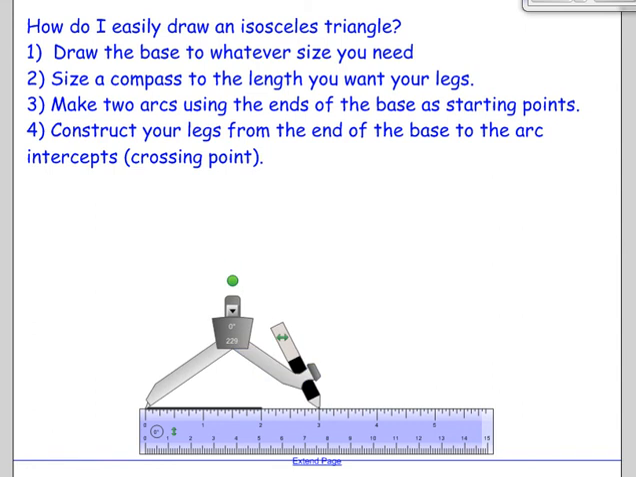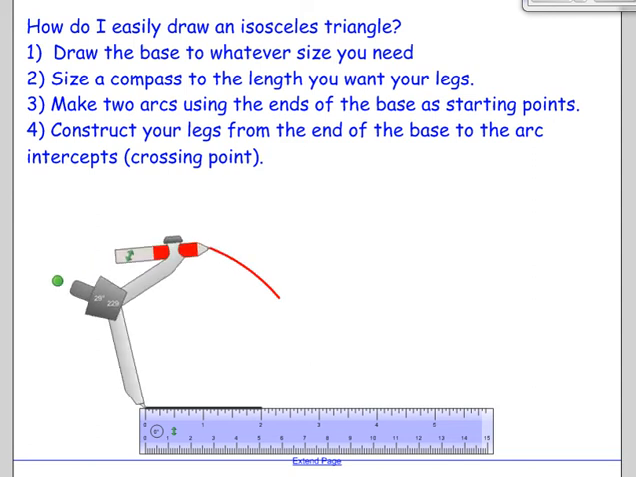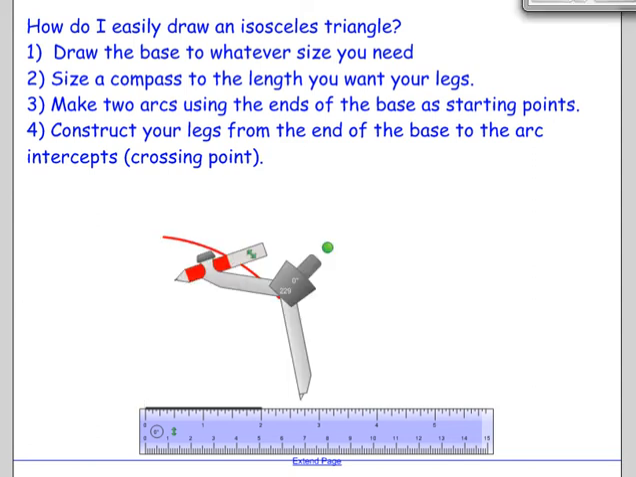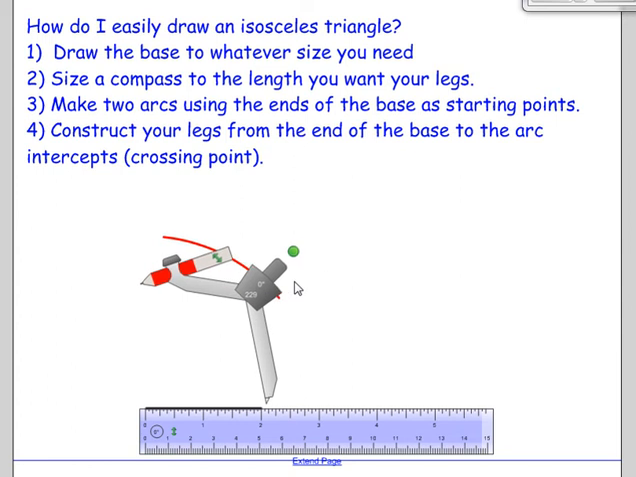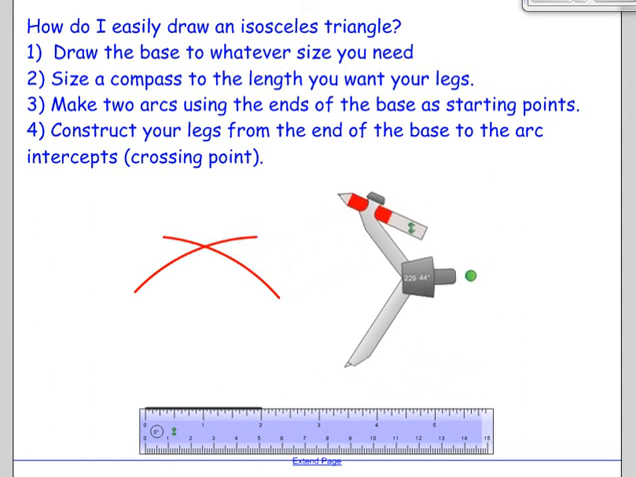I'm going to change the color here and make it red. All right. And then what I want to do now is put the tip of my compass at one end of the base, and it's there already. So let's just rotate this up just a little bit, and then we'll make ourselves an arc up here. Okay, then I want to put my compass at the other end of the base, right there, like that. And we'll make another arc here. Okay. So now I've got an intersection of two arcs.